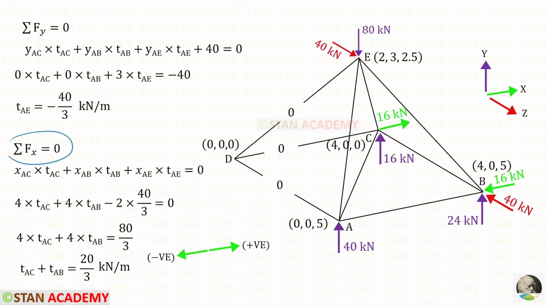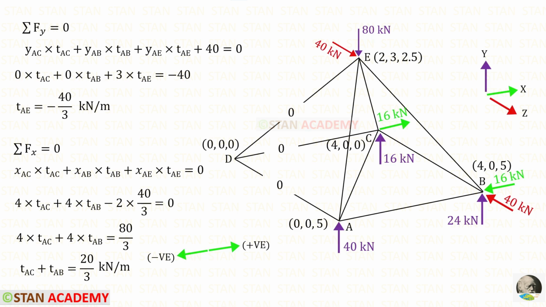Let us apply this rule. We have to multiply the distance of every member in the x direction with the tension coefficient of the same member. Also, we have to add any reaction or load in the x direction. Then we have to equate the summation to 0. At A, there is no load or reaction in the x direction. So we have to take only the members AB, AC and AE.